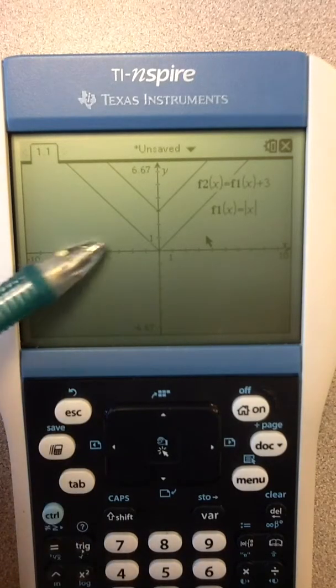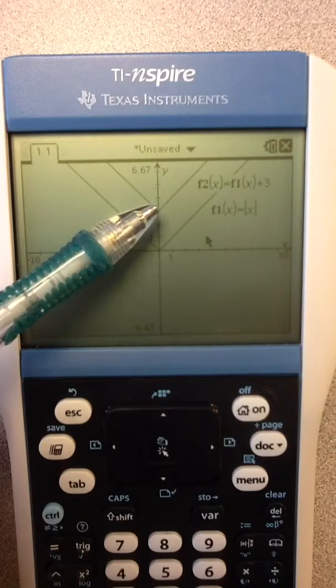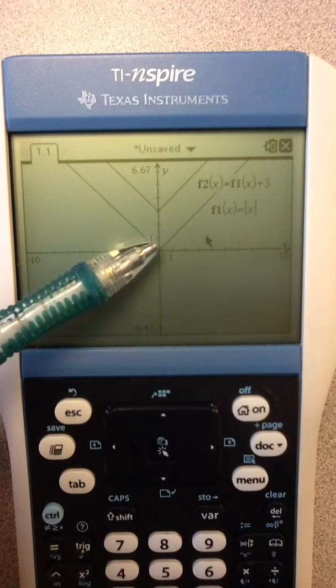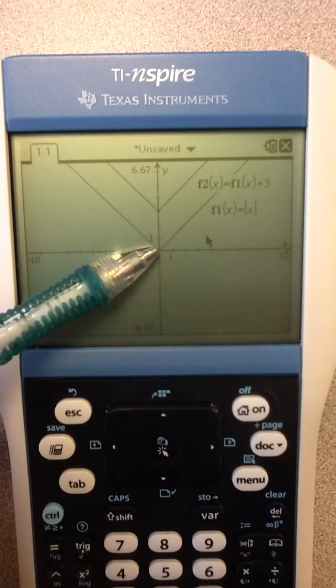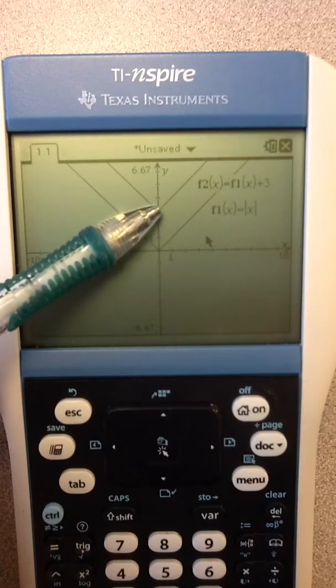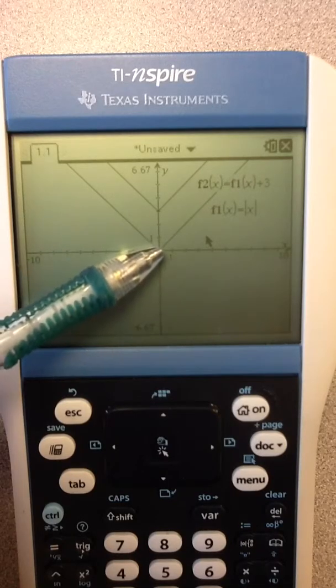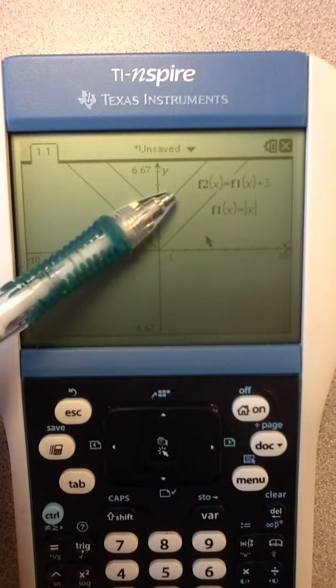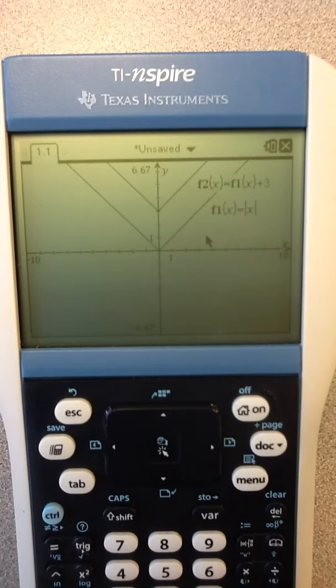So we literally are adding 3 to each of the y values of the original function. So on the original function we had a 0, 0 that is now moved to 0, 3. The point 1, 1 moved up to 1, 4. So we've added 3 to each y value. If we change that plus 3 to a minus 3, the only change is that it moves down instead of up.